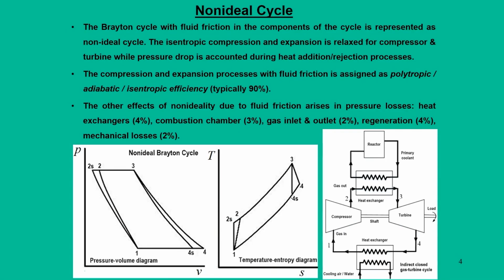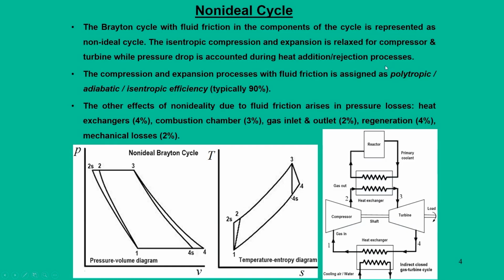Now, let us try to understand what the non-idealness is. The non-idealness is mainly associated with the fact that isentropic compression and expansion are relaxed in the compressors, so that we can introduce the term efficiency, which is called polytropic efficiency, adiabatic efficiency or isentropic efficiency for turbines as well as compressors. We also introduce the pressure drop, which is accounted for during heat addition or heat rejection processes.